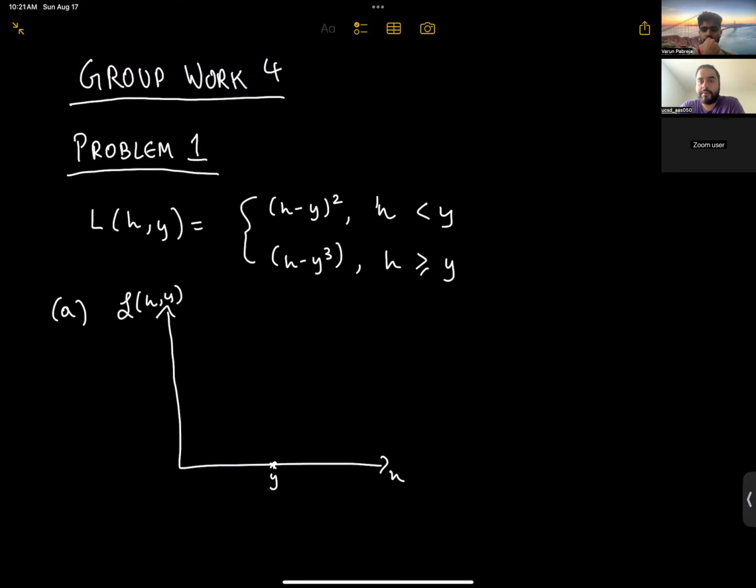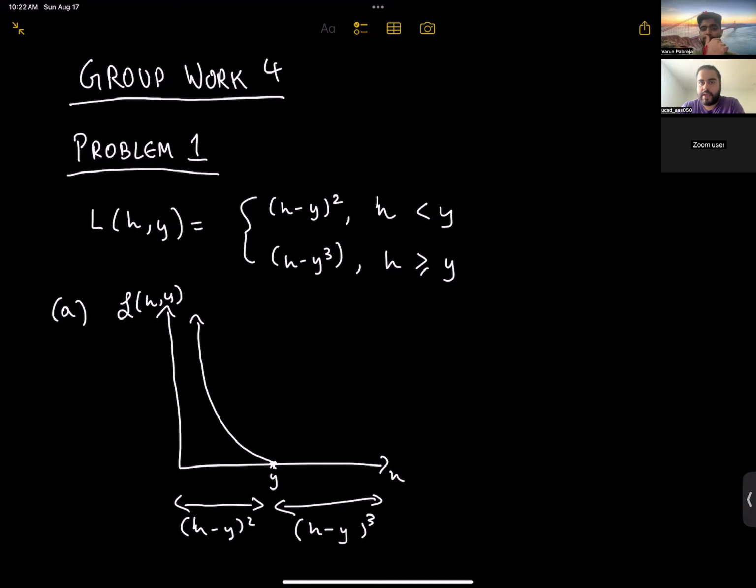The loss function is (h minus y) squared for values where h is less than y, right? So for this part, we have (h minus y) squared for h less than y. And then for h greater than y, we have (h minus y) cubed, right? (h minus y) squared just means that when the difference between h and y increases, the loss increases quadratically. So this is basically just a quadratic function, so we have something like this.